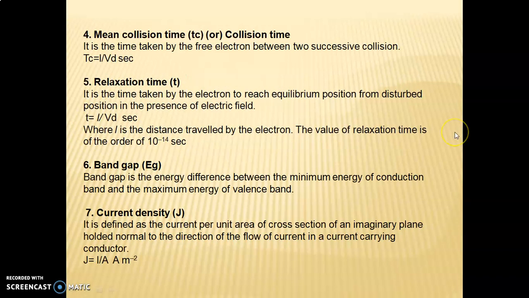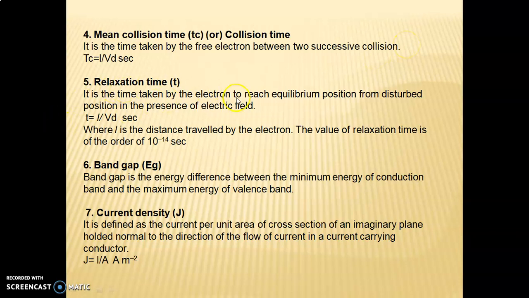Next definition is mean collision time, another name, collision time. What is collision time? It is the time taken by a free electron between two successive collisions. Tau c is used to represent collision time.